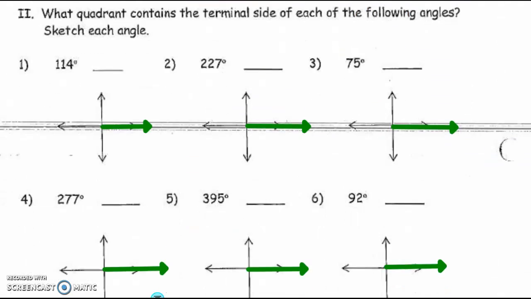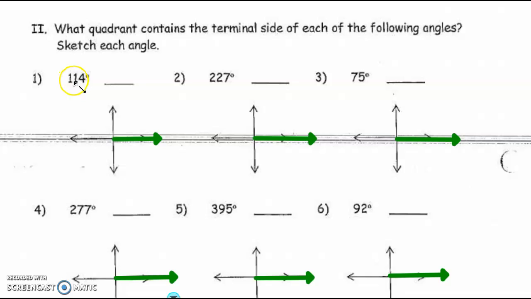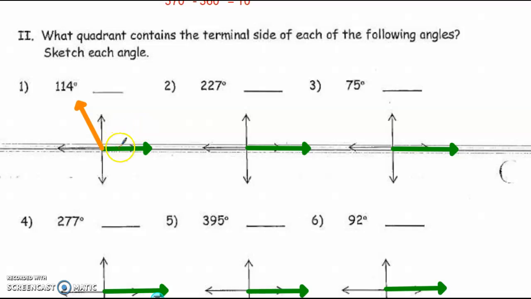We go down here to the bottom, and I'm going to hand draw these, so it's not going to look very good, and I'm running out of time, but I'll quickly do this for you guys. 114, you don't have to be exact, but I'm going to say that's going to be in the second quadrant, just over 90, and please draw this red arrow so I know which way we went. That is in quadrant 2.